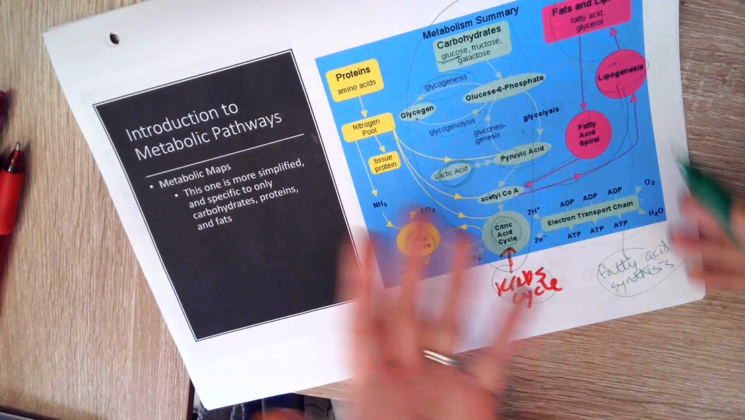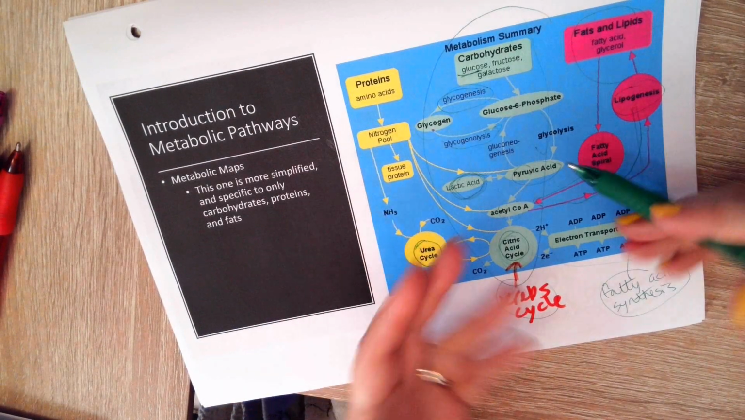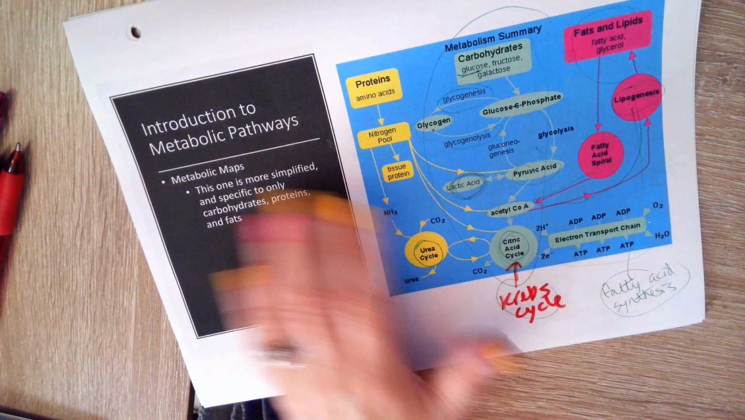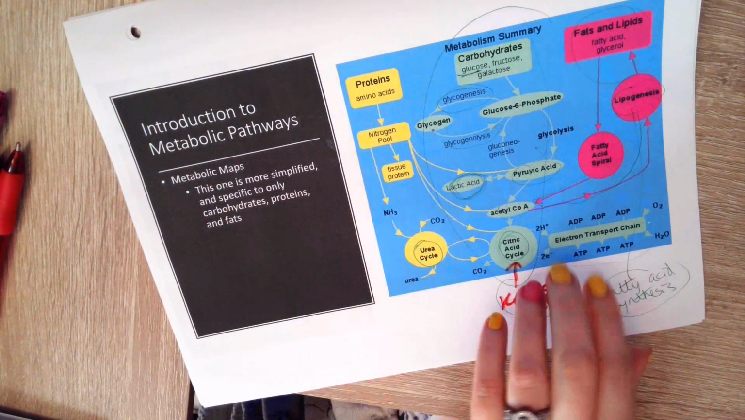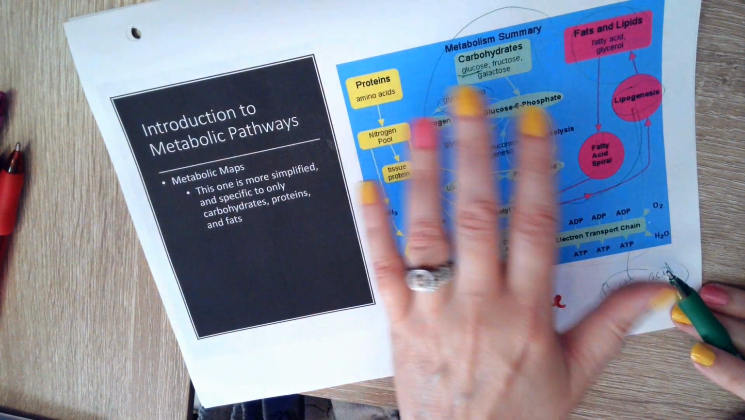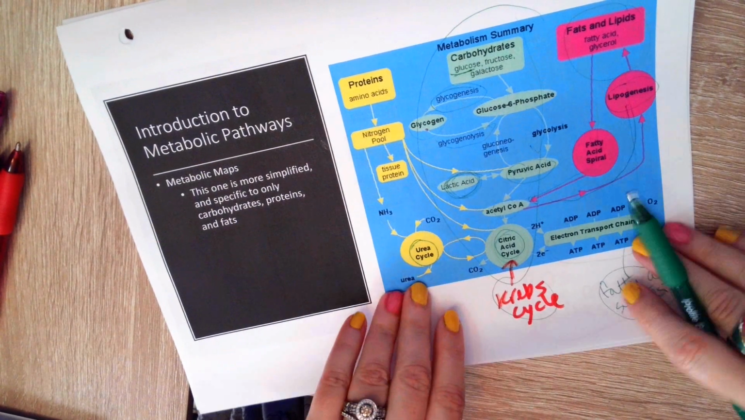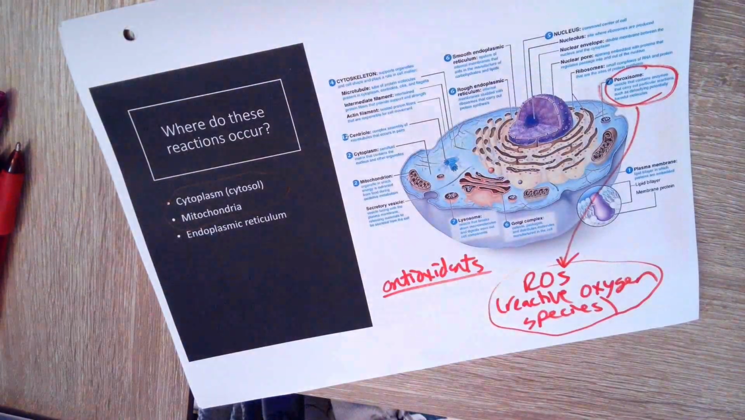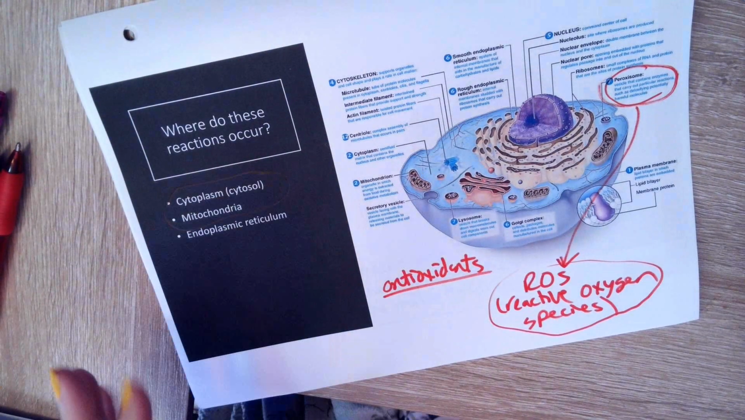So here you just see in a nicer kind of way how everything is interconnected going on right here. Some of it happening in the mitochondria, some of it happening out in the cytoplasm. Okay, so that's where we're going here with this slide.